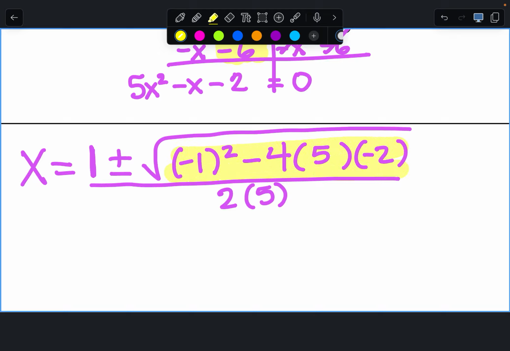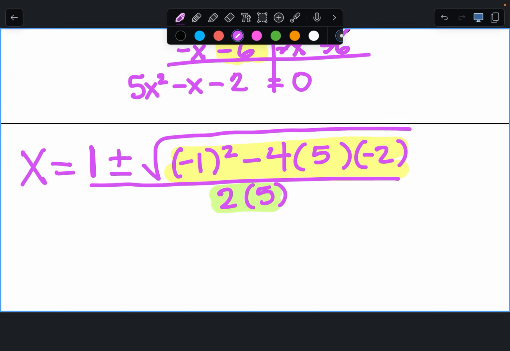Squared, -4 times 5 times -2. I got 40, which is not going to square root. Wait, what did you get? I have 40. 41. Isn't it 39?